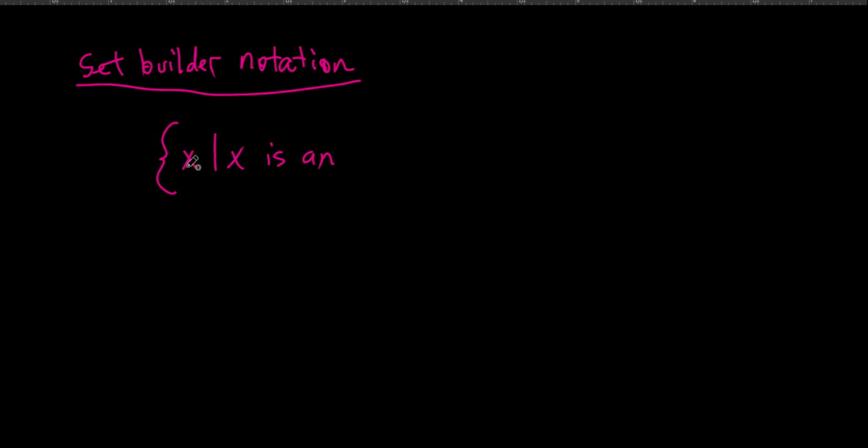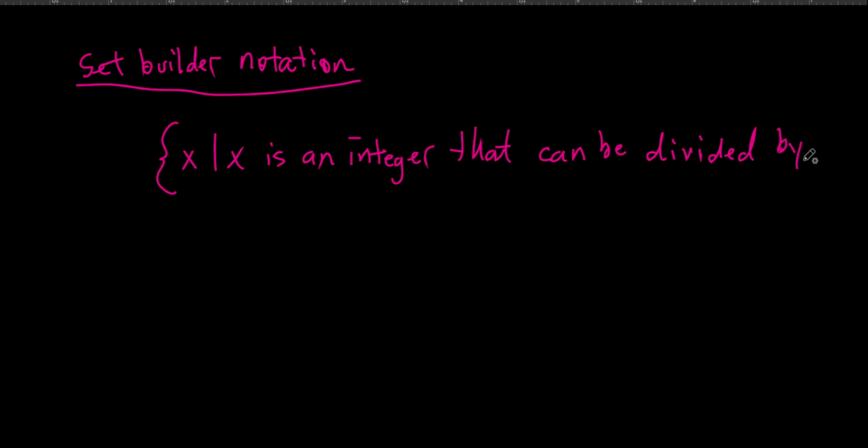It says this is X and then a line up and down, and then it says X is an integer. This is just an example. This is not really a definition of this thing. X is an integer that can be divided by 2. I'll tell you what it means in a second. I know it's weird. Just write it down, and then we'll talk about it.